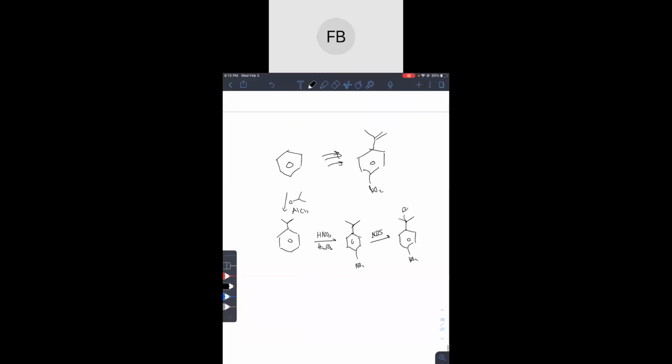So from here, then you just have to do elimination with that leaving group. So like this would work, and that would eliminate it. Questions?